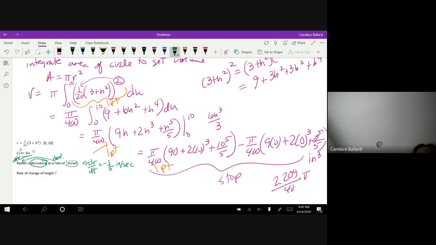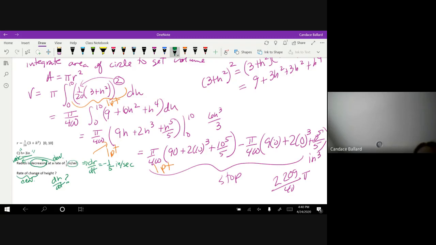At this instant, what is the rate of change? Okay, so it says rate of change. That's a derivative of the height. So you're looking for dh/dt. That's what we've got to find. It says the height of the liquid with respect to time. So the t is always going to be on the bottom.